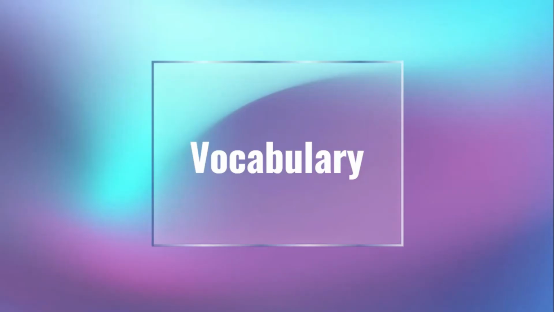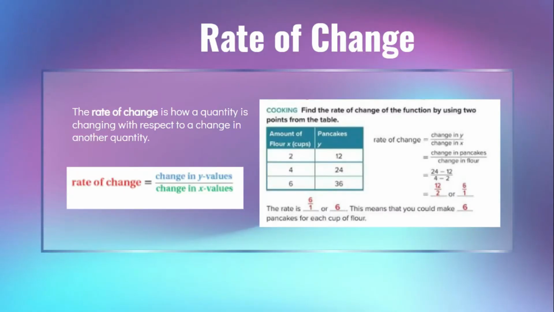The following are vocabulary words that we need to own in order to have an easy time solving exercises. First of all, the rate of change. This describes how one quantity changes in relation to another quantity. We can apply this formula to determine the rate of change. So the changes in the y values are divided by the changes in the x values.